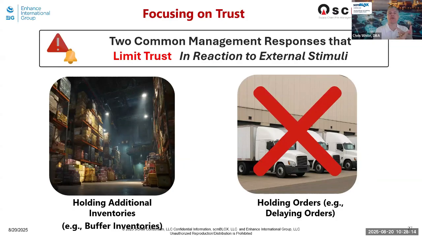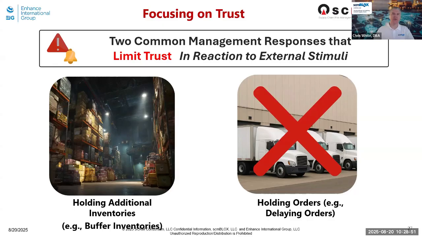And there are two common responses that tend to limit trust as we act and react in supply chains. On the left, you've got holding additional inventories. I'm going to have extra buffer inventories because I don't trust what's happening. The other on the right is holding my orders or delaying my orders. So I'm not giving you the orders as they really are coming. I'm holding them for whatever reasons, and so not giving that to you. So those are the two changes we're going to now look at. Last time was collaboration. Now we're looking at additional inventory and holding orders.